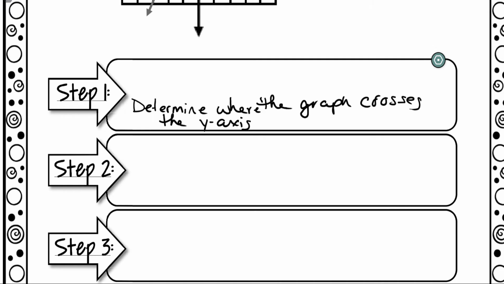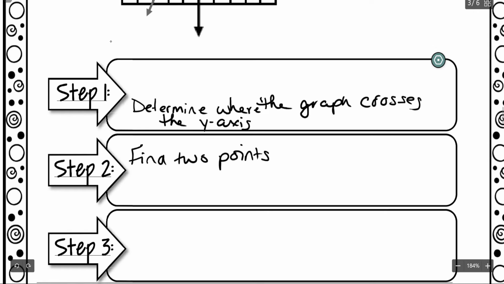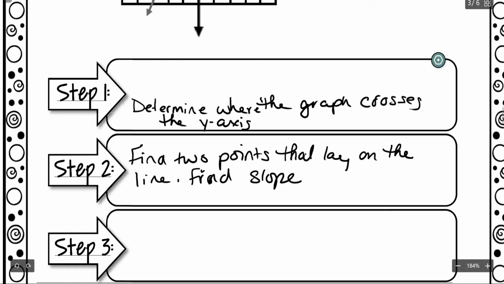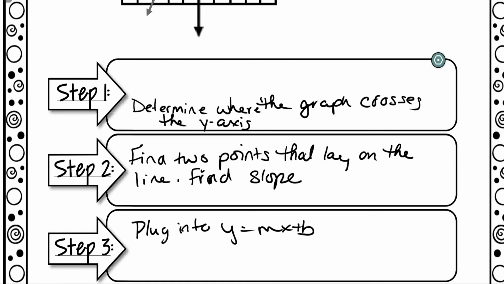Okay, step 2, we need to find 2 points that lay on the line and find the slope. And then lastly, we need to plug them in. Y equals mx plus b to have our slope-intercept equation.